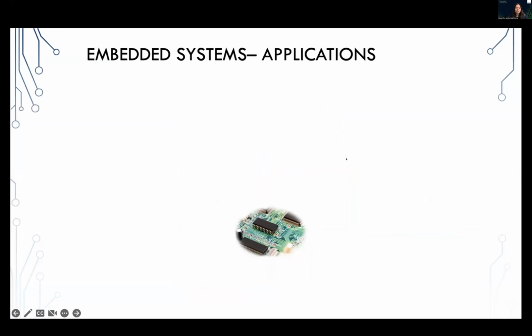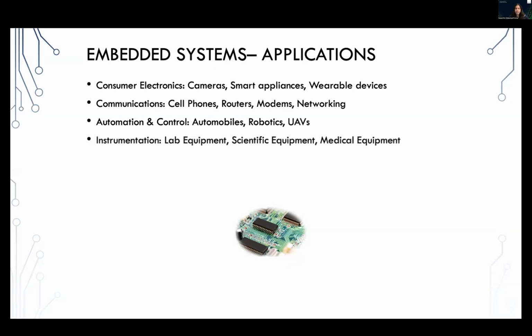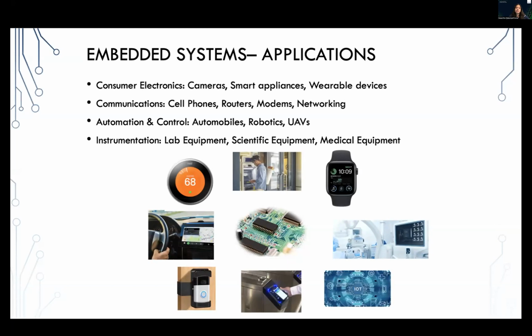Yeah, so to talk a bit about the applications of embedded systems, they find use in many domains, including consumer electronics, such as cameras, smart appliances, wearable devices, and then communication devices, such as cell phones, routers, modems, and networking devices, and also in automation and control, such as in automobiles, robotics, UAVs, and even space rovers. So there are embedded systems in most of all of these appliances, and even in instrumentation, such as lab equipment, scientific equipment, and medical devices.